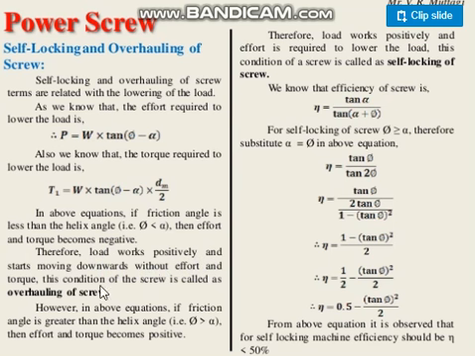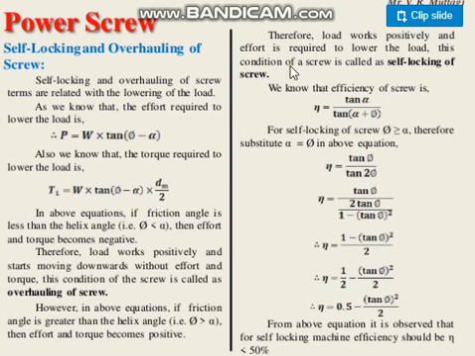And the torque, and without any effort and torque, this condition of the screw is called overhauling of screw. This is the term overhauling. However, in the above equations, if the friction angle is greater than the helix angle, that is phi is more than alpha, then effort and torque become positive. Positive means you have to definitely apply effort, you have to definitely apply torque. Negative means you need not.